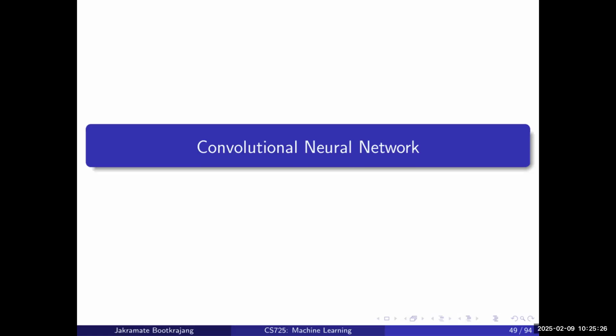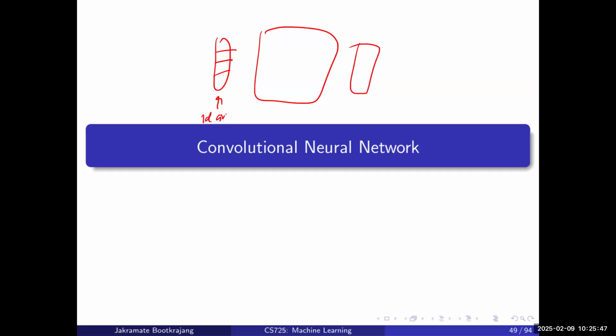Okay, welcome back. So previously we learned about neural networks and the way that we design them, right? We have the input layer, we have the hidden layer, and then we have the output layer. So up until now, the input layer is a 1D array, right? So basically your actual input will have to be a 1D array.